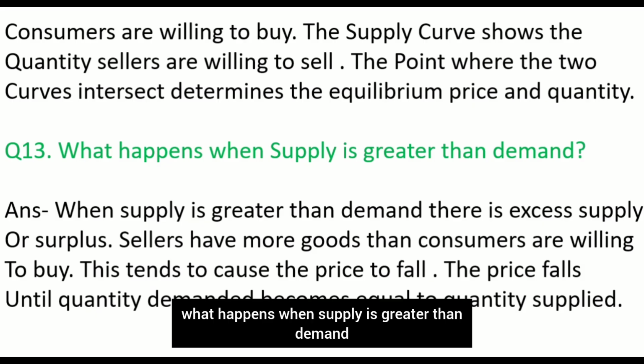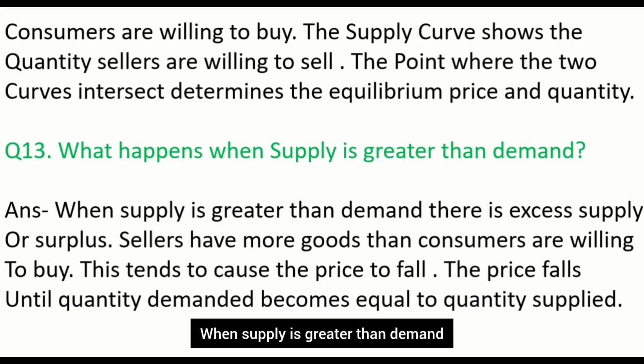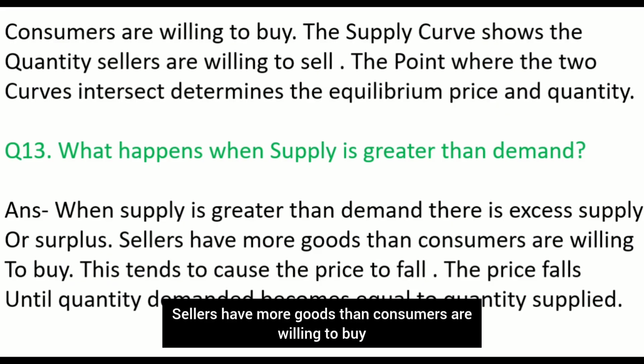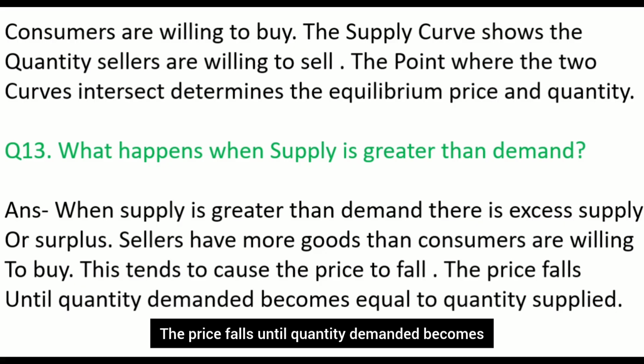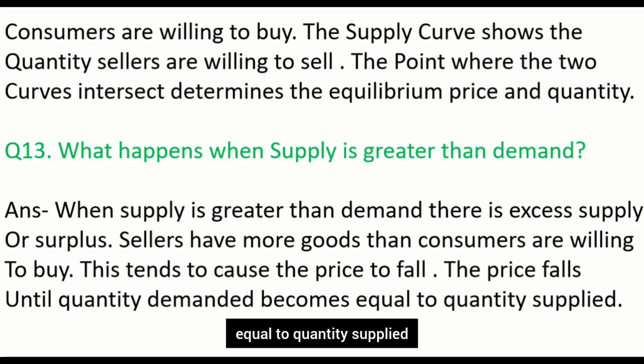Question 13 is, what happens when supply is greater than demand? When supply is greater than demand, there is excess supply or surplus. Sellers have more goods than consumers are willing to buy. This tends to cause the price to fall. The price falls until quantity demanded becomes equal to quantity supplied.